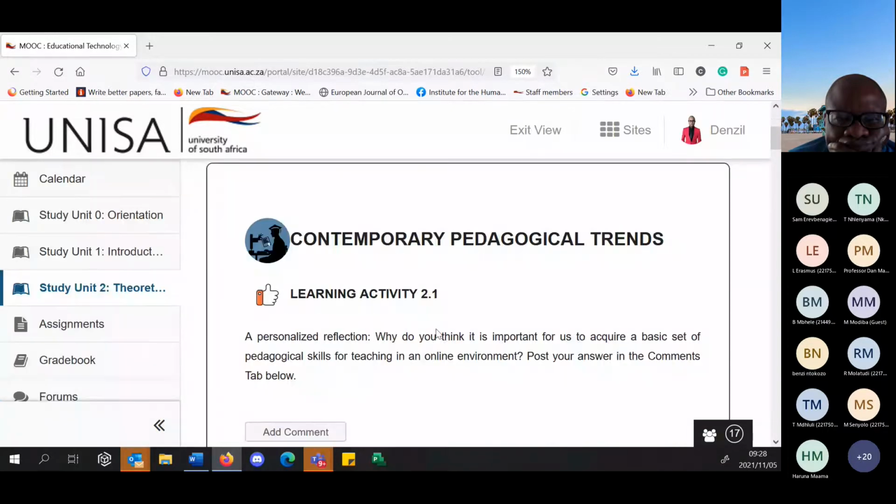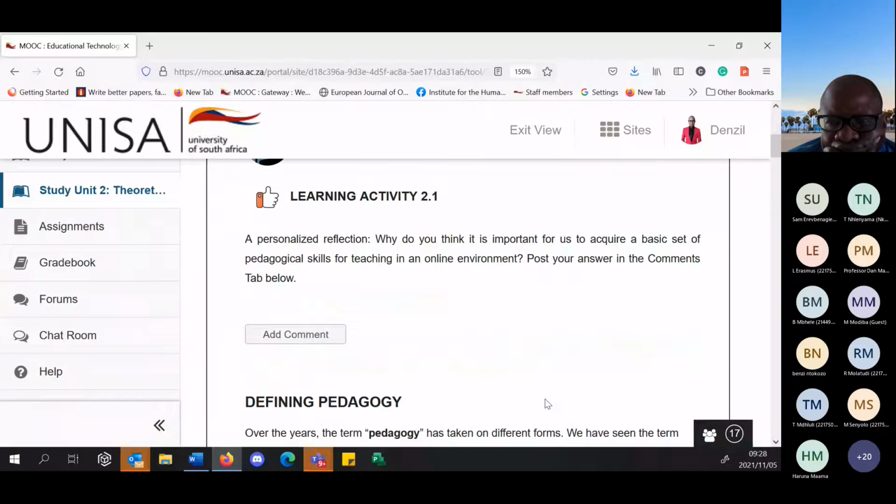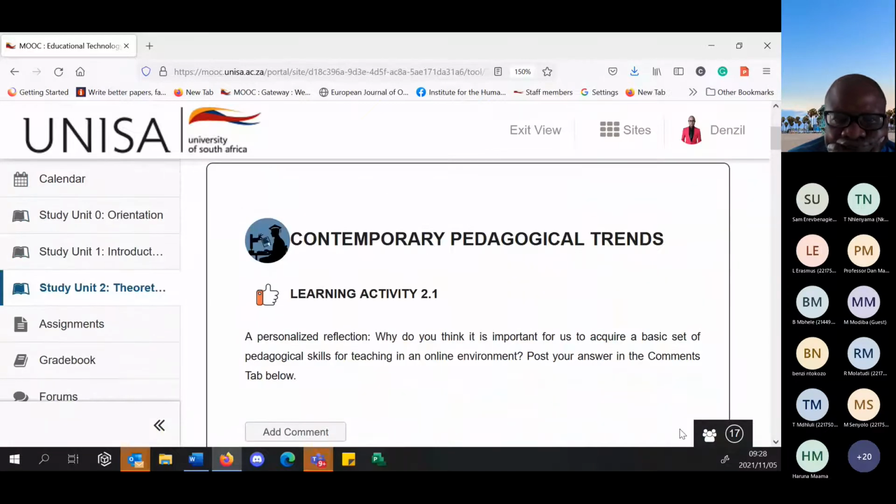Okay, so let's go through contemporary, right? So we are now on contemporary pedagogical trends. What I've also done here, colleagues, is I've integrated learning activities, and all the activities actually help you build towards your assignment, right? So I'm not just giving you learning activities for the sake of filling up the space. The learning activities actually force you to think about working towards your assignment, right? And this makes it a bit better for you.